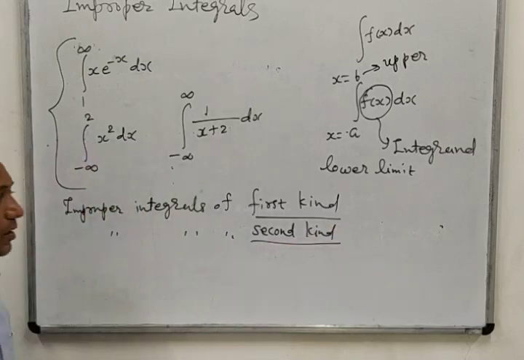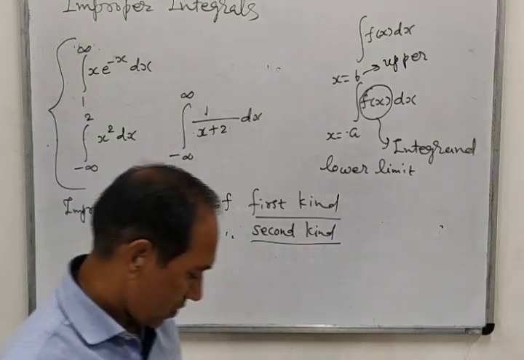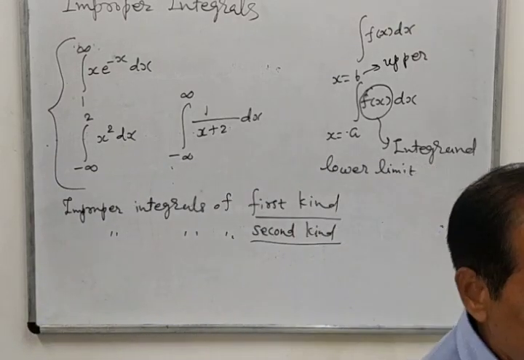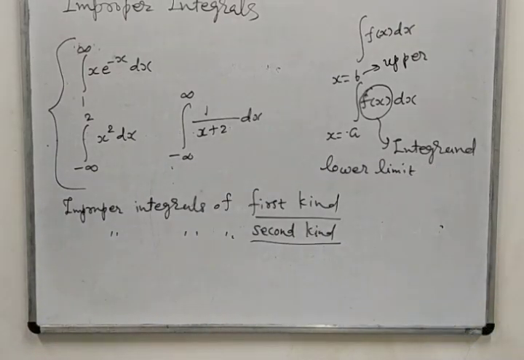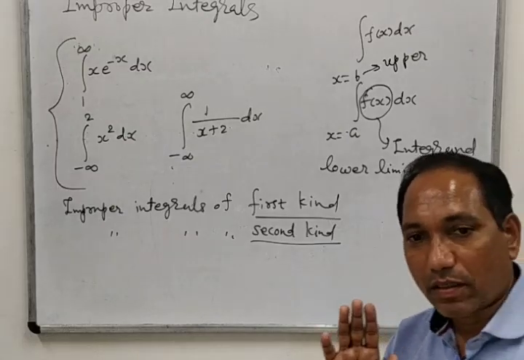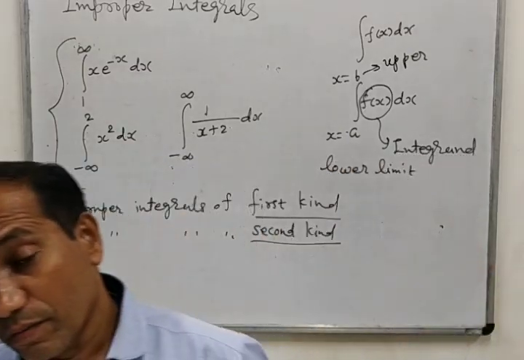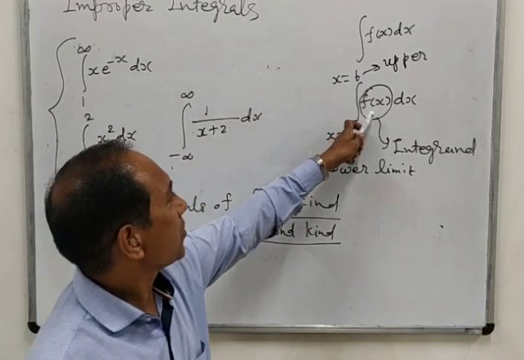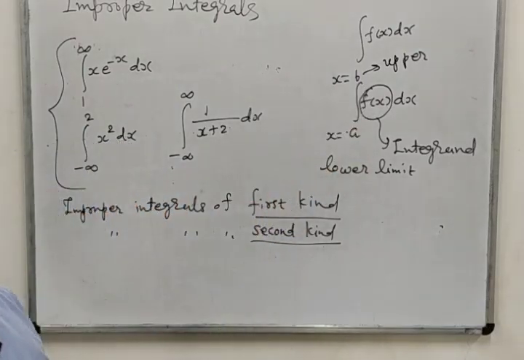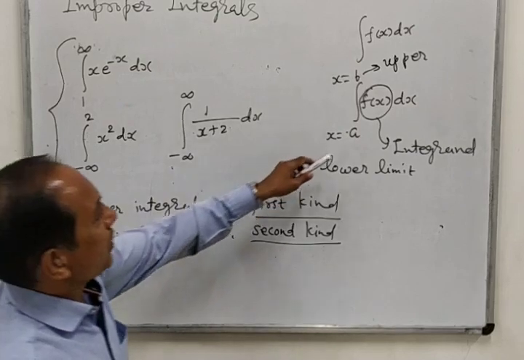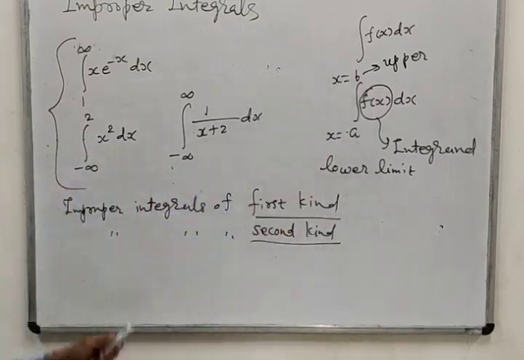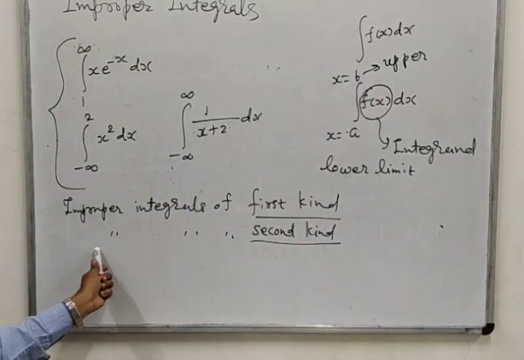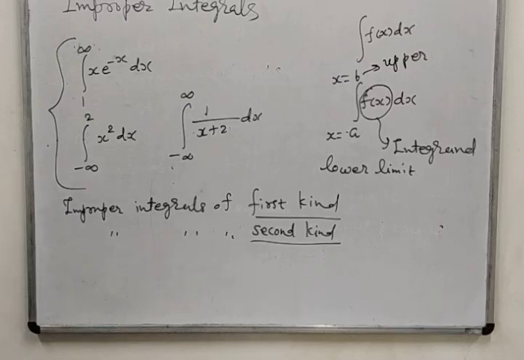That means, obviously, as I explained to you initially, that improper integrals are those for which the function f of x becomes discontinuous at some of the points between a and b. So in this case we say that these are the improper integrals of second kind.